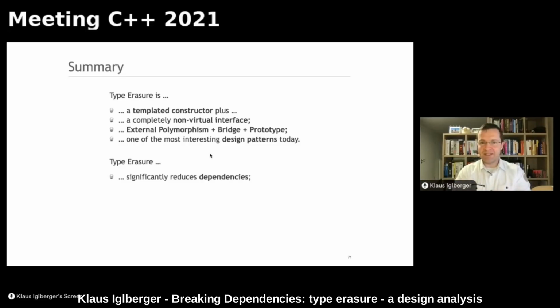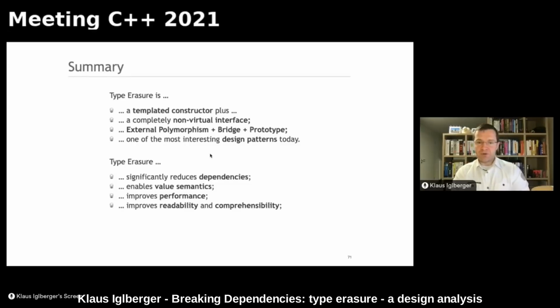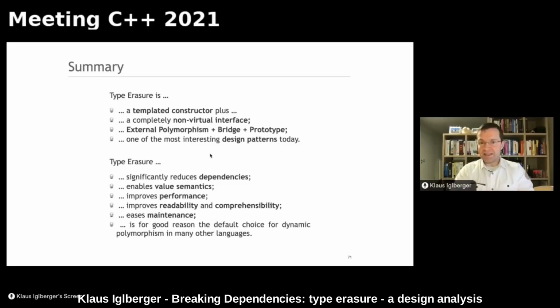So type erasure is definitely significantly reducing dependencies, enables you to use value semantics, which is the modern aspect here. It definitely improves performance if done properly, and it improves readability and comprehensibility. My opinion, maybe something that is subjective, but I hope you agree. It eases maintenance, and for all of these good reasons, in other programming languages, that is the default choice for providing dynamic polymorphism. C++ is not there yet, but hopefully we will be eventually.